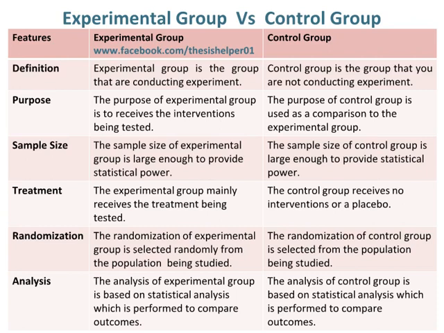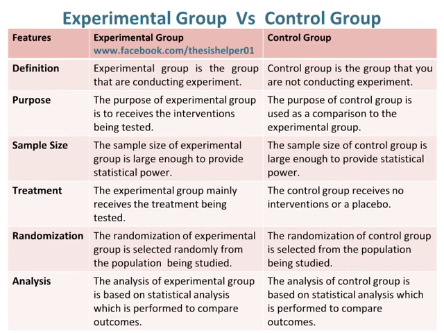The sample size of experimental group is large enough to provide statistical power, whereas the sample size of control group is large enough to provide statistical power. The experimental group mainly receives the treatment being tested, whereas the control group receives no interventions or a placebo. The randomization of experimental group is selected randomly from the population being studied, whereas the randomization of control group is selected from the population being studied.